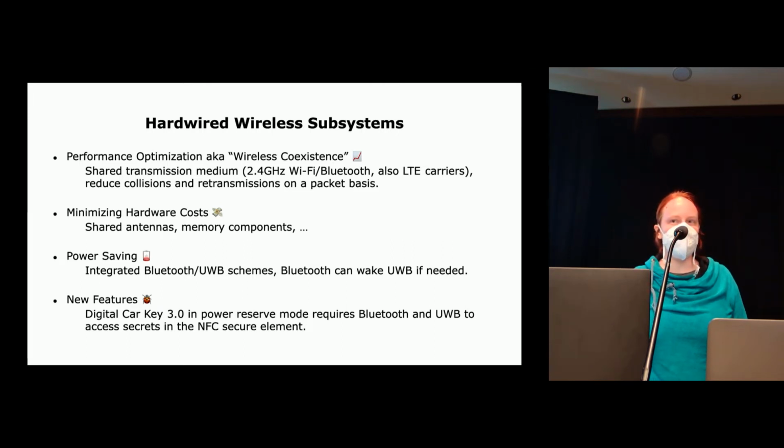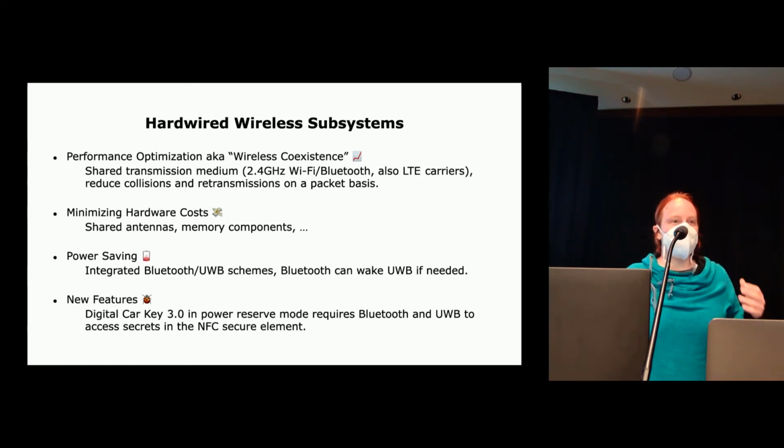In a wireless medium, you have, for example, Wi-Fi and Bluetooth. They both transmit on 2.4 gigahertz, and some LTE carriers are on the same frequency. Because of this, they need to schedule packets. You cannot transmit two packets on the same frequency of Wi-Fi and Bluetooth, and also not receive. So they have to talk to each other to coordinate this.